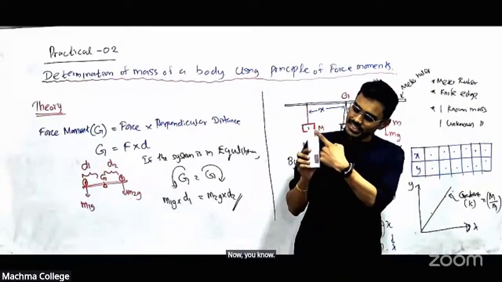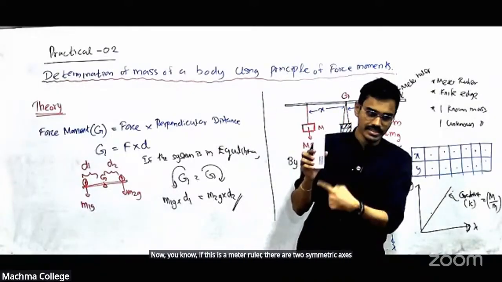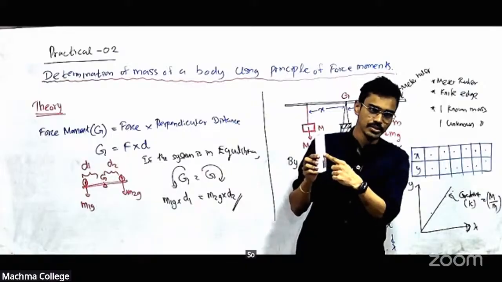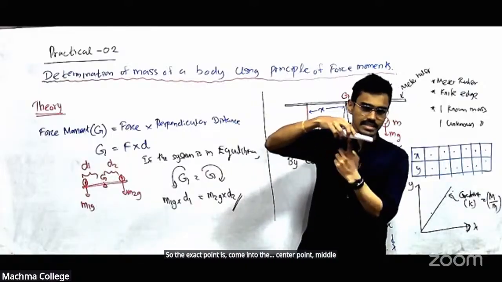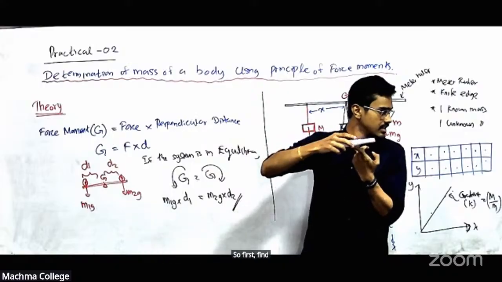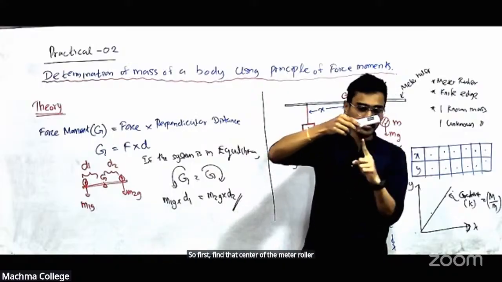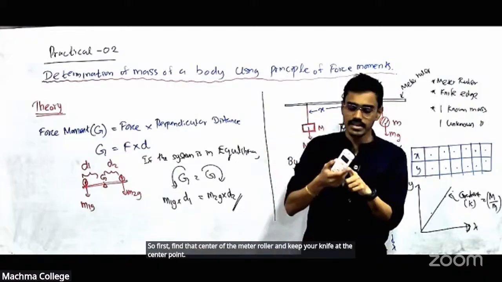Now, if you do so, if this is a meter ruler, there are two symmetric axes going like this. So the exact point is coming to the center point, the middle point. So first find the center of the meter ruler and keep your knife at that center point. Then it will be balanced, right?